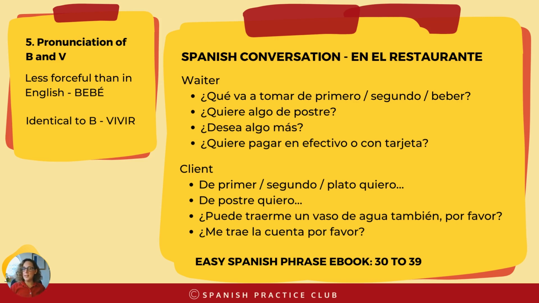And in the Spanish conversation, we have learned a few examples of how a basic conversation can go so that you can order food and drink in Spain, how to ask for the bill, how they may be asking you if you want to pay in cash or with card, and also how to order your different types of meals in Spain, which are different from the UK.